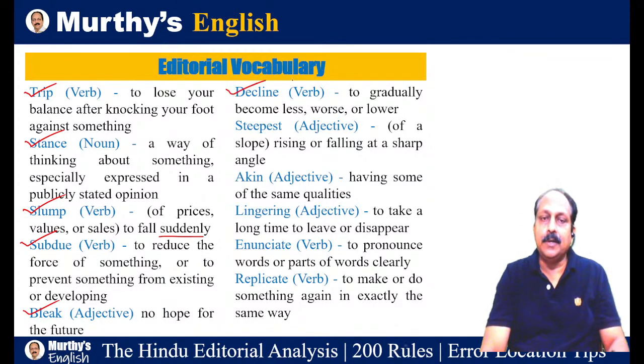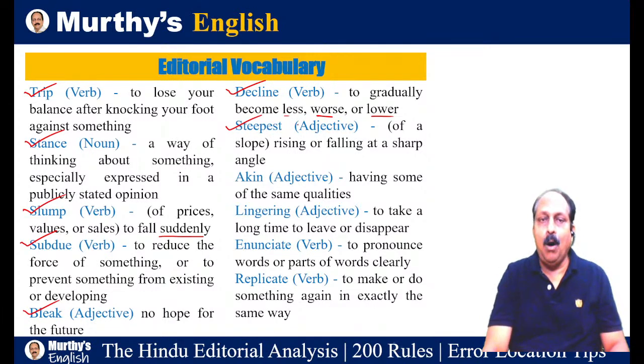Decline we have got many a time, we have got recently. Part of speech verb and adjective form declining, declining numbers, declining standards, declining quality. These are the combinations. As a verb, decline, to gradually become less, worse, or lower. Based on that, we make combinations like declining standards, declining numbers, declining quality, an important word.